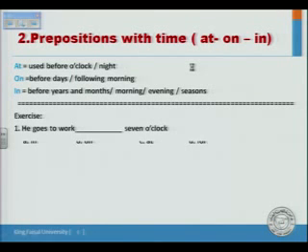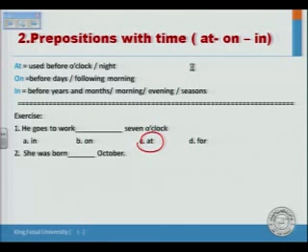He goes to work 7 o'clock. It is time, for o'clock. Yes. He goes to work at. Why did we use at here? Because we have o'clock, 7 o'clock. Yeah.